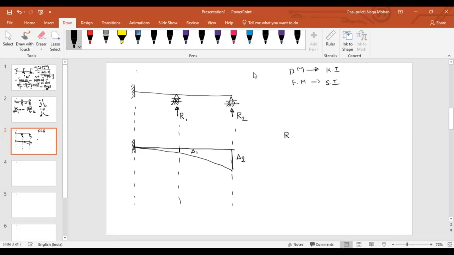How will R1 exist? R1 exists such that it will not allow any delta 1. R2 will correspond to the direction of delta 2. Right? Now, let us say, tell me initially, do we know the magnitude of R1 and R2?